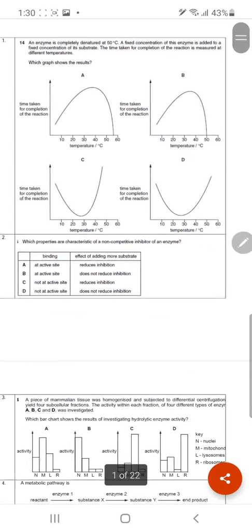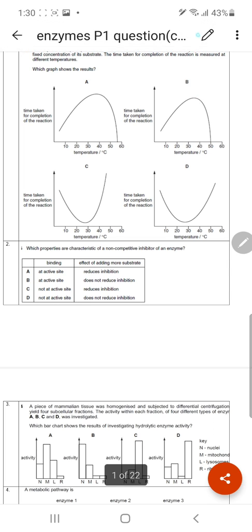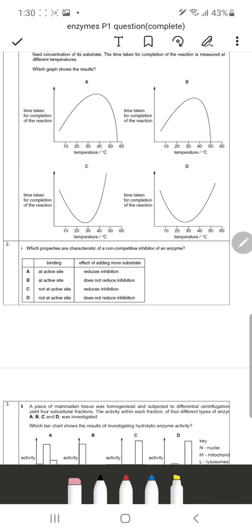An enzyme is completely denatured at 50 degrees Celsius. A fixed concentration of this enzyme is added to a fixed concentration of a substrate. The time taken for completion of this reaction is measured at different temperatures. Which graph shows the result? Now it says this enzyme is denatured at 50 degrees Celsius. So here it says time taken for completion of reaction. So that's the y-axis for every graph here.